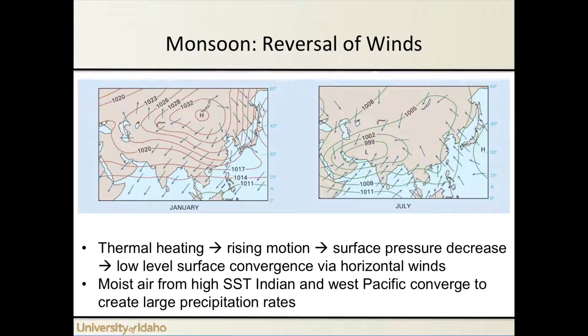So here we're looking at the climatology of sea level pressure in contours and the wind speeds in vectors for January and July, focusing here on Asia. And obviously in winter we have a strong thermal high that develops over the interior, right? Very strong radiative cooling over that landmass.